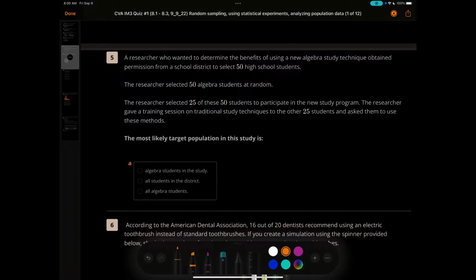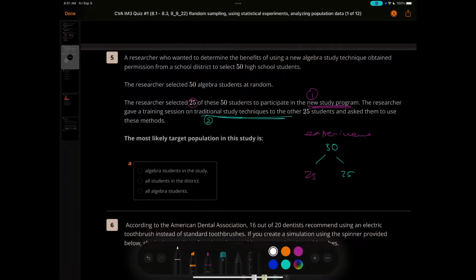The researcher gave training sessions using the traditional study techniques to the other 25 students and asked them to use these methods. The most likely target population in this study is, well, let's say the first 25 are given the new study program. And here in blue, the second type is given the traditional. So 25 are going to the traditional, 25 is new. This is called an experiment. They're breaking them up in 2 groups, and they're doing something to each of these groups.